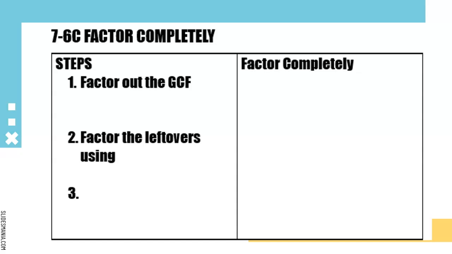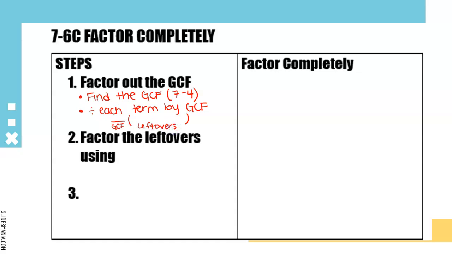So the process we're going to follow today is we are going to start with factoring out the GCF, which involves finding the GCF. This is what we did in 7.4, so if you need to reference your notes, that would be a great idea. And then we're going to divide each term by the GCF. And this is where we're left with that factored form where we have the GCF on the outside and then what we call the leftovers on the inside.